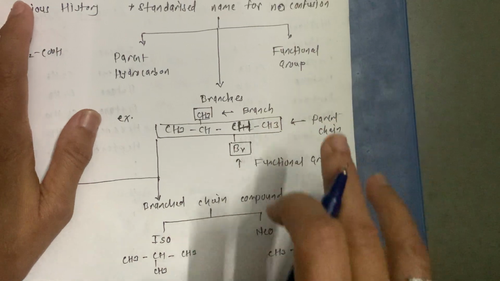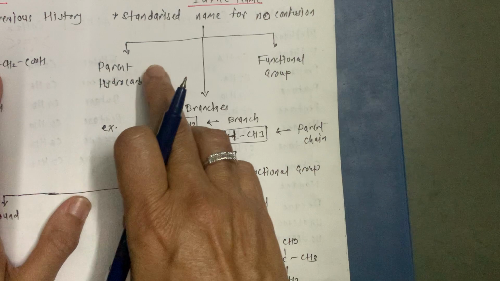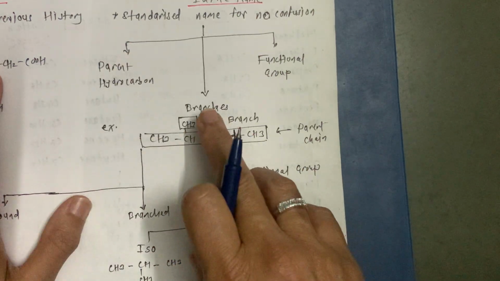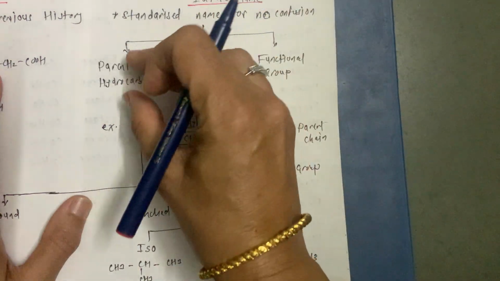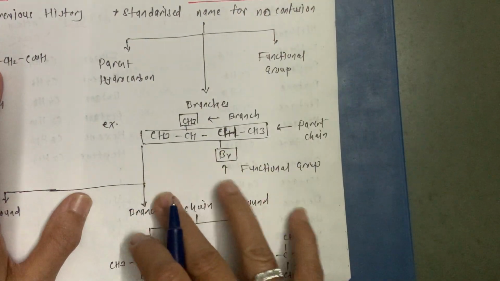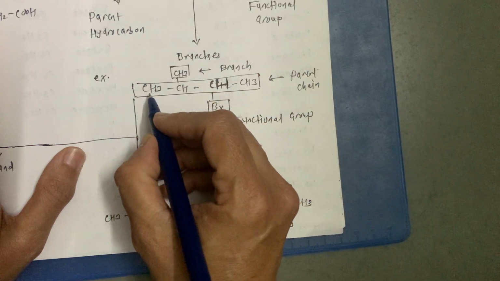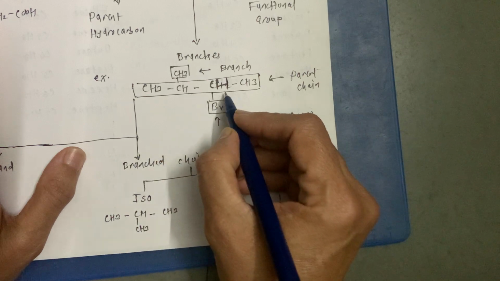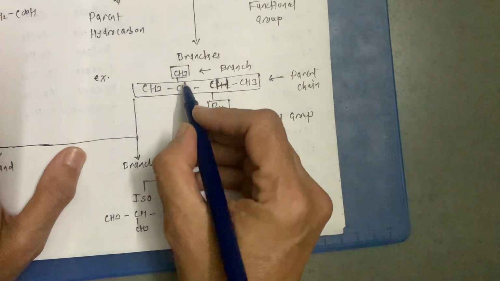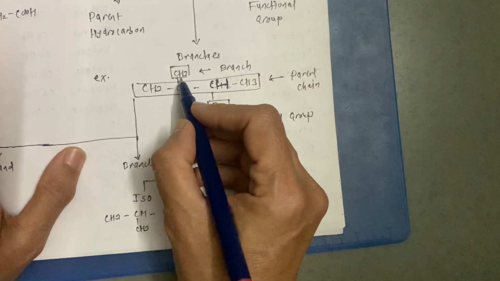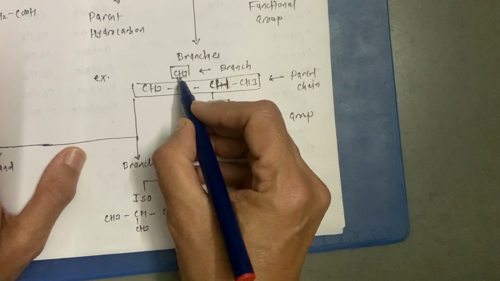I am just going to recap all these things now. See, this standard name is divided into parent hydrocarbon, then branch and functional group. These are the three main aspects of the nomenclature system. For example, I wrote over here CH3, CH, CH, CH3. There is one halogen atom, there is one branch, which we studied in 11th standard very well.